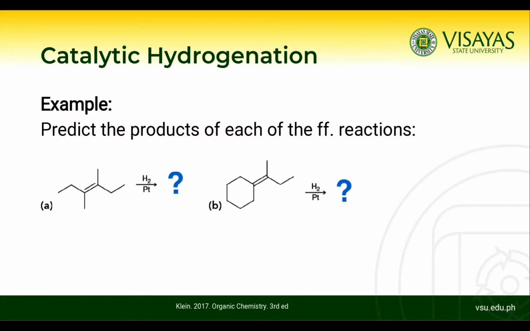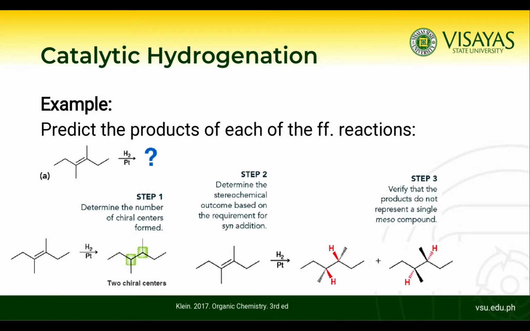Okay, predict the products of each of the following reactions. So, in letter A, we determine the number of chiral centers sa mga form. Here we have the 2 chiral centers, so we have to show, in this case, the syn addition. So we have either both hydrogens naka-wedge or both naka-broken line. So dapat syn addition.